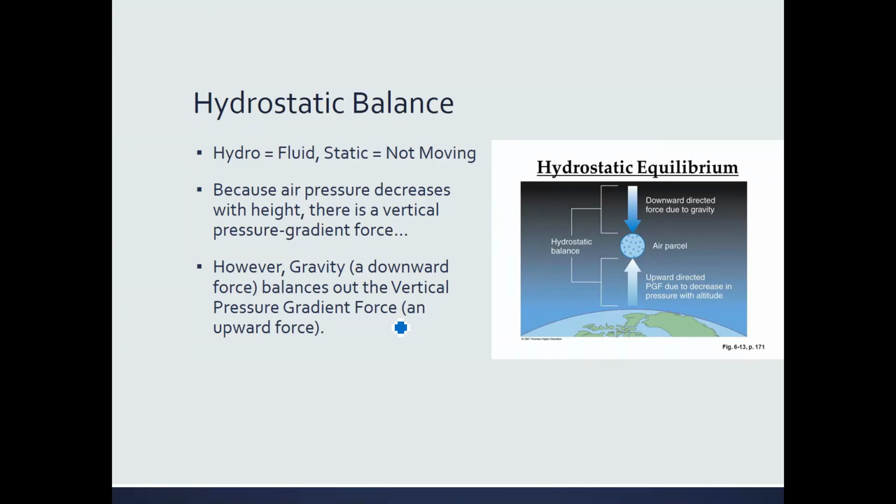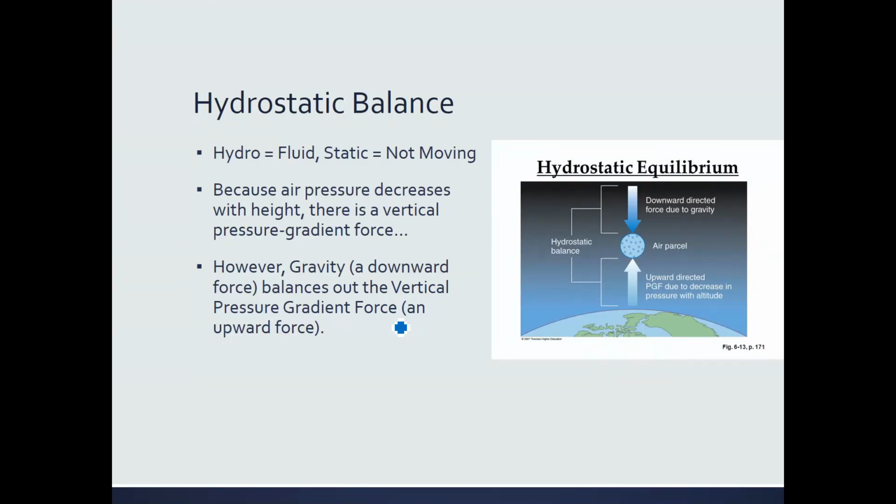In the case of hydrostatic balance, the upward pressure gradient force is counteracted. It is balanced out by gravity. And so the net vertical force on a parcel of air is 0. Hence, we don't worry too much about vertical winds, and we're not going to really worry about them in this class.